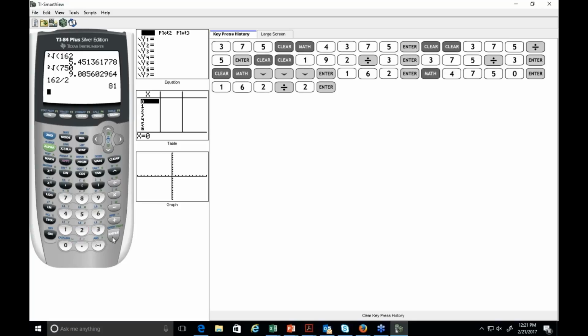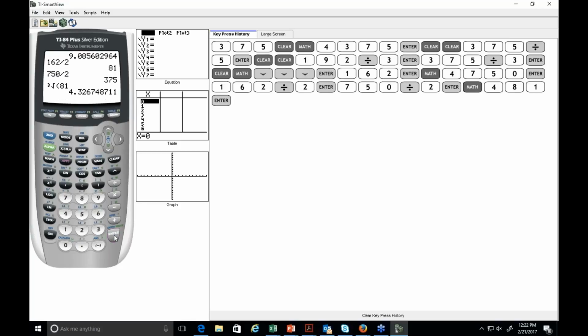If I divide that by 2, I get 81. And maybe you'll see that 81 is in fact a perfect cube. Let's divide 750 by 2 and see if we get a perfect cube. And I do believe that we do. So let's see, if we take the cube root of 81, let's see what happens. Cube root of 81. No, not quite. And the cube root of 375, not quite.